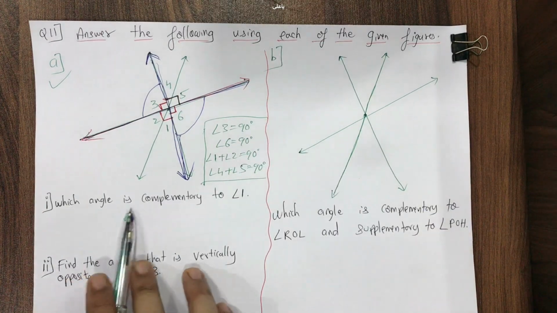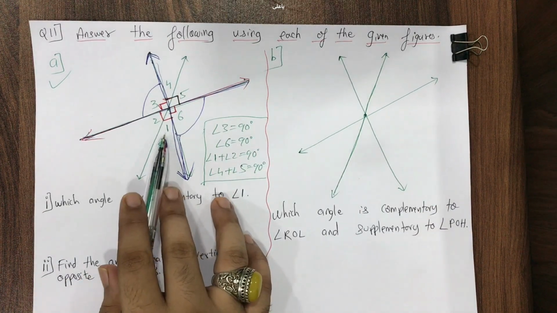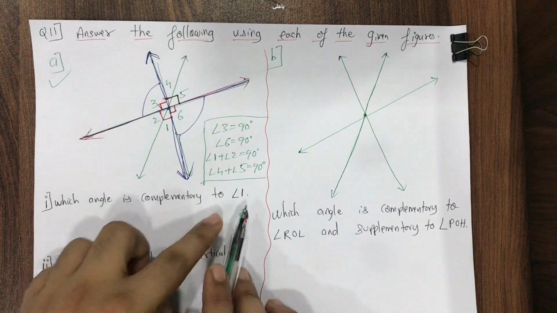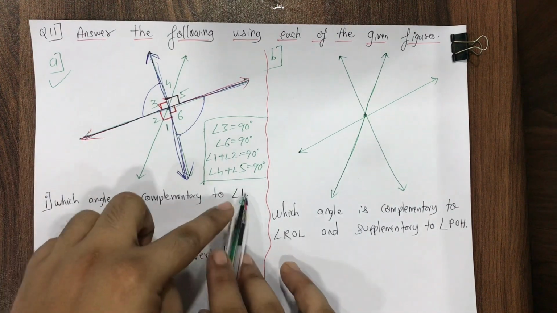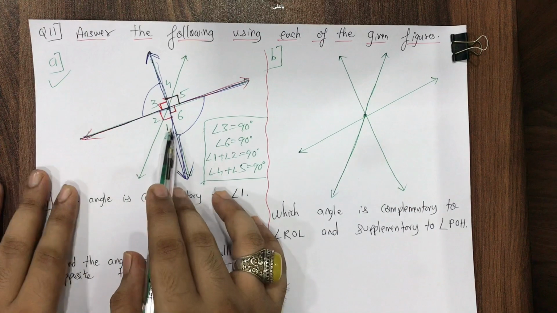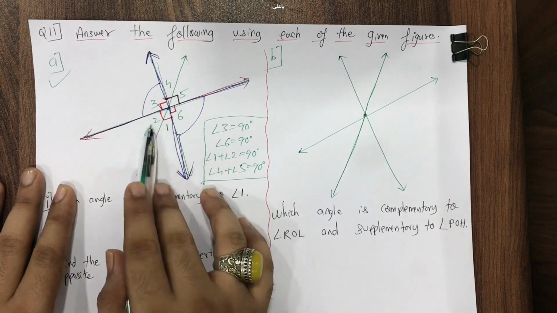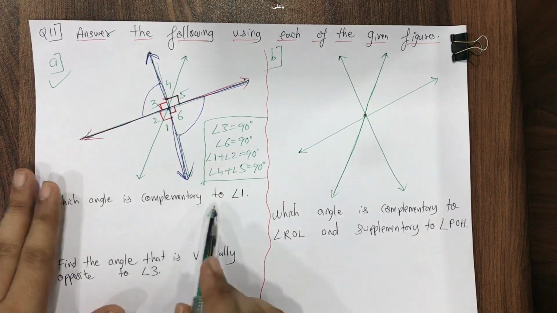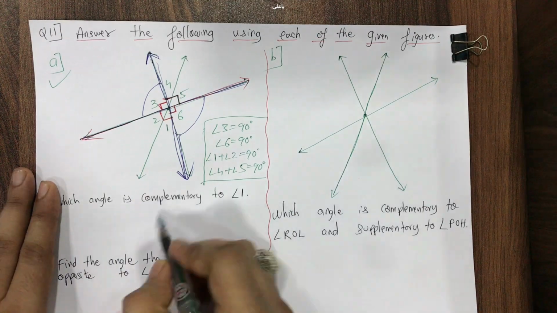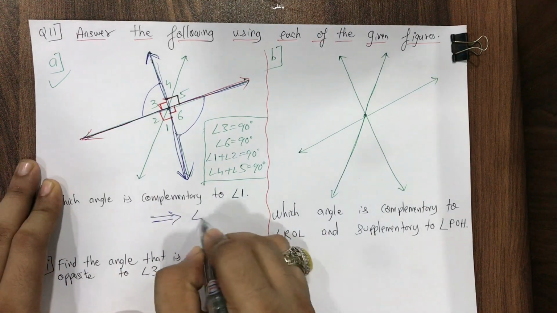Okay. Which angle is complementary to angle 1? Angle 1 का complementary क्या है? Angle 1 के साथ में एक ऐसा angle जो add करेंगे angle 1 से, and answer should be 90 degree. Can I say 1 and 2? Angle 1 plus angle 2 will be 90 degree. So which angle is complementary to angle 1? Answer is angle 2.